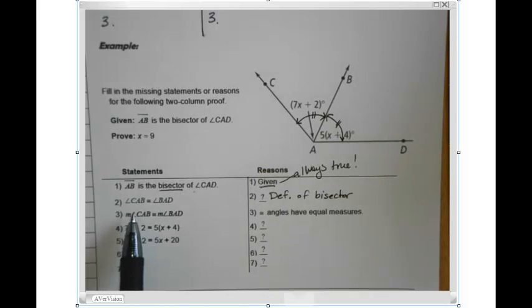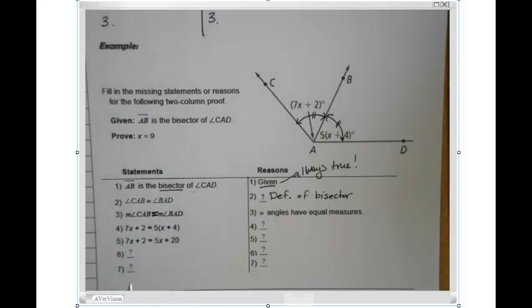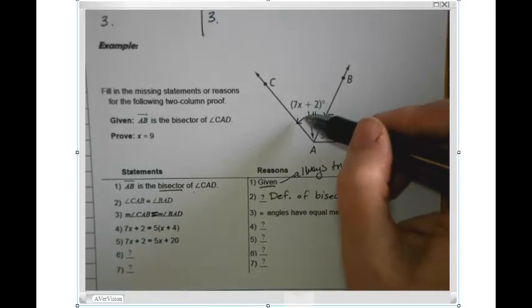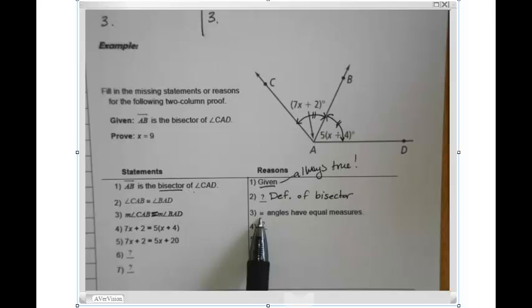Now, when we read on, the next statement talks about the measure of angle CAB and that it is equal to, well, that should say equal to, I need to change that in the note packet. That should say equal to BAD. So this angle measure equals this angle measure. And that's simply because they were congruent angles, and congruent angles have equal measures.